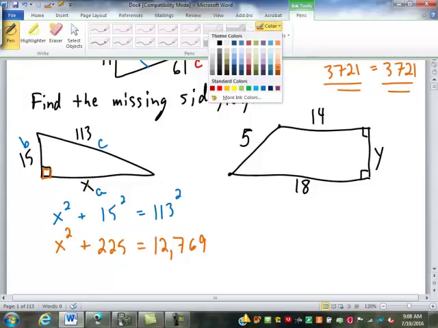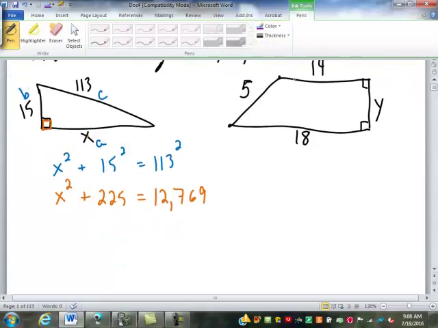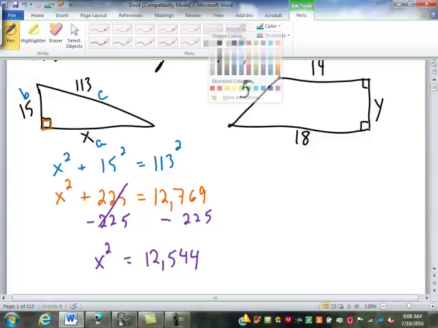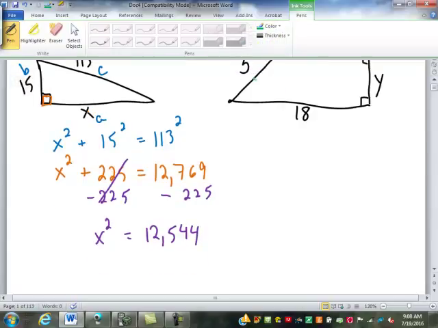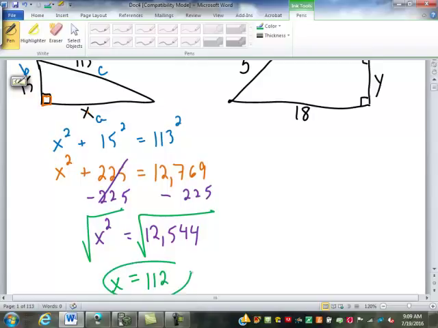Then what do we do? We'll subtract 225. So your X squared is 12,544. And then what? The square root. It's X squared, so we have to take the square root. The square root of 12,544 is 112. How many of you got X as 112? Getting a little thinner, huh?